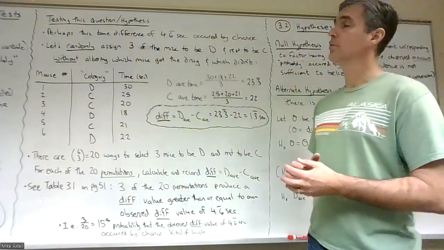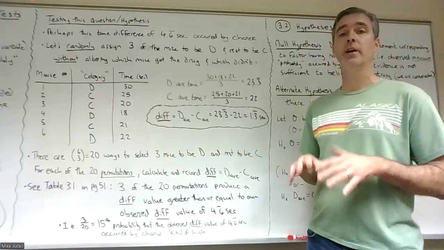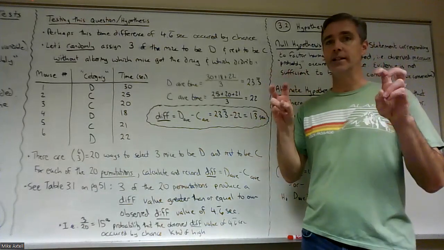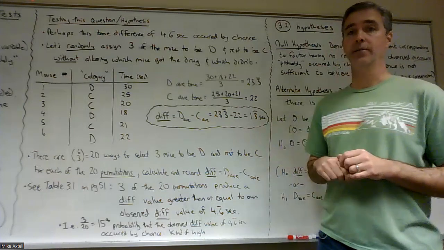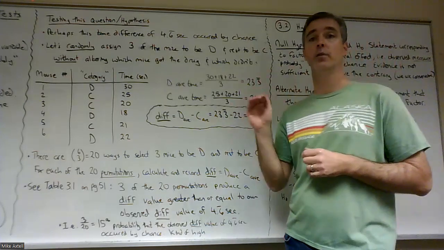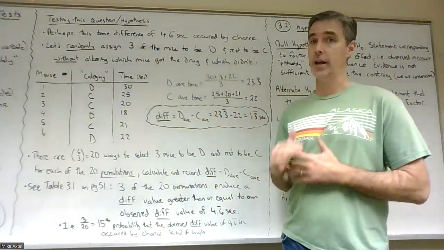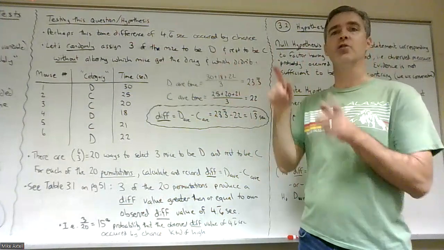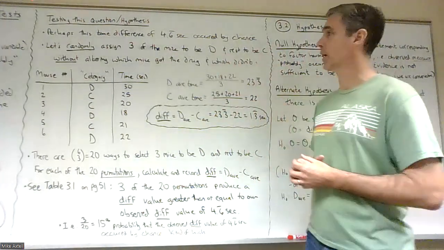Okay? So the way we're going to test it via permutation test is we're going to simply take the 6 mice and randomly assign 3 of them to be in the D category, independent of whether they got the drug or not. So remember, mice number 1, 2, and 3 actually got the drug. Mice 4, 5, and 6 did not. But if I just take those categories of D or C and randomly assign them to these mice, let's see what happens, okay?